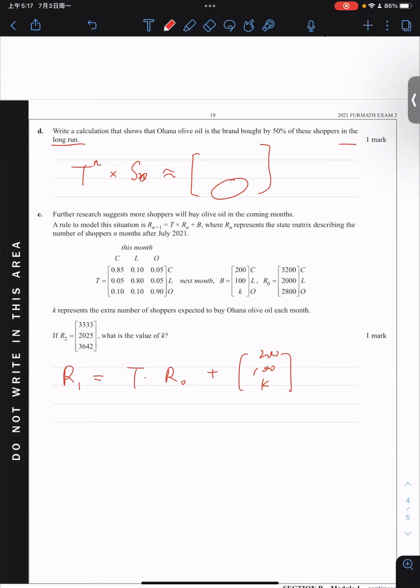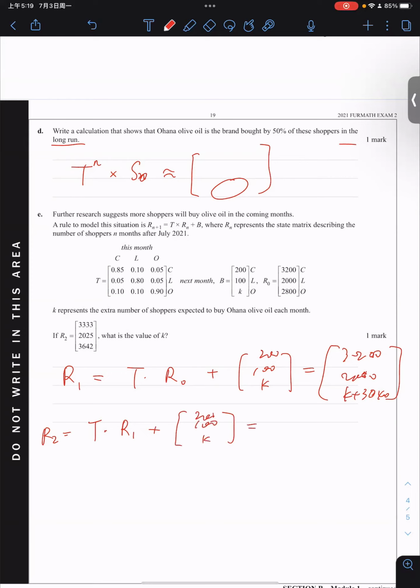And then please repeat again. Even though these expressions already contain the K variable, it's totally okay. After you input it in your CAS, you can have the answer with the variable 2000 and then K plus 3040. And then we repeat the process to have R2, which is T times R1 plus the B 200, 100. And then it would correspond to the given value, quadrant 3, 20, 25, 36, 42.